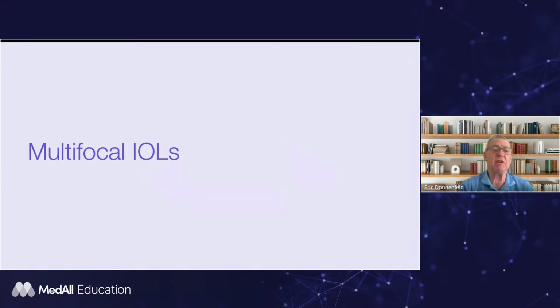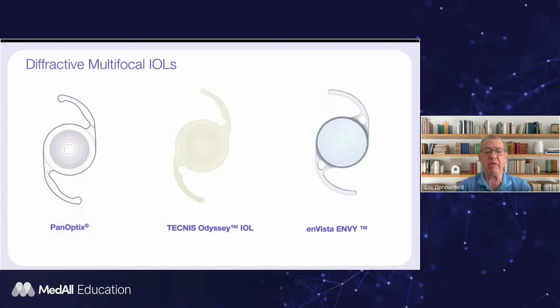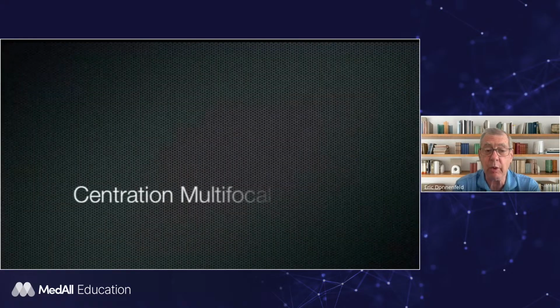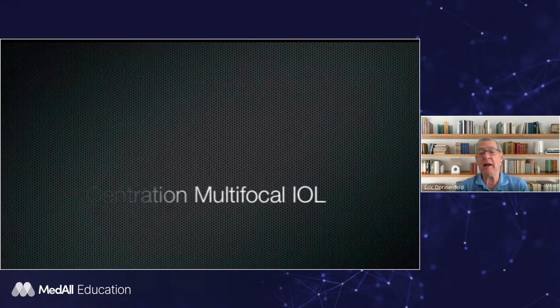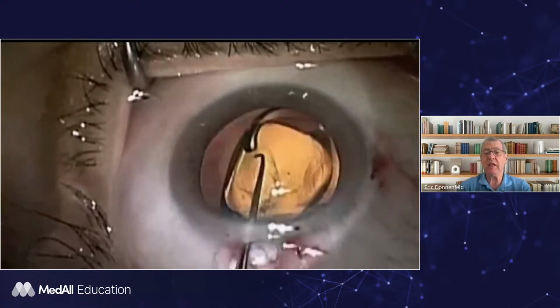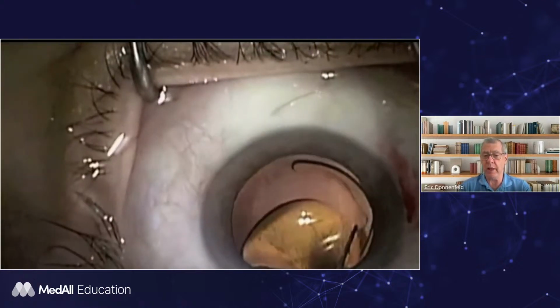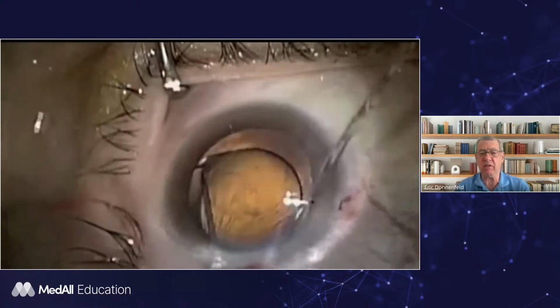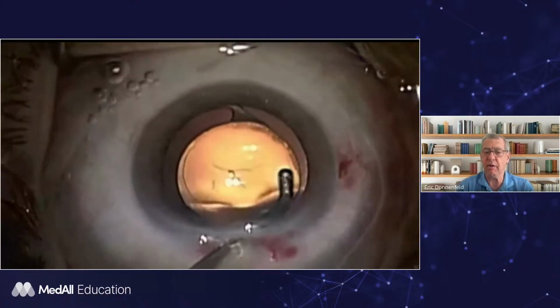Now, the lenses that give the most reading are the multifocal IOLs, and there are 3 that are available in the United States: the PanOptix from Alcon, the Technis from Johnson & Johnson, and the Envista Envy from Bausch & Lomb. And I find all 3 of these lenses to be excellent. They all work very well. And one of the main concepts of a multifocal IOL is you've got to put it in the visual axis. And my good friend Vance Thompson has been very vocal about this.